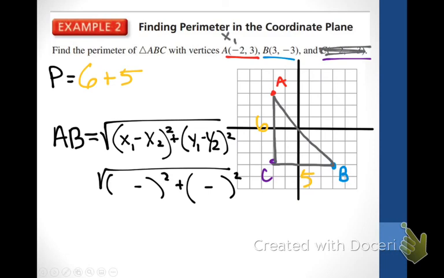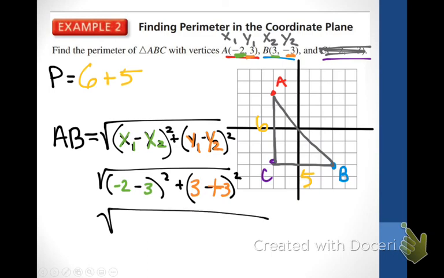You can label your points x1, y1, x2, y2. So what is the first x I'm going to plug in? -2. And the second x, 3. The first y is 3, and the second y, -3. So I plug in -3. There's already a negative in the formula. So what happens here? Positive, yeah, plus.